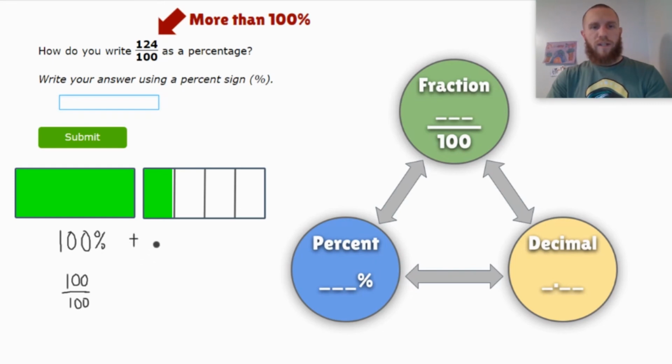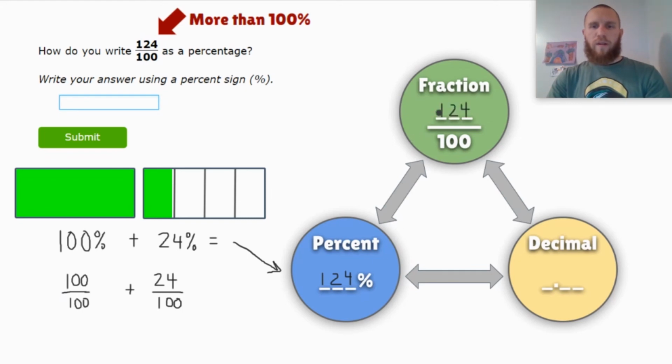So 100% plus, this is 24%. And when I add those two together, then I get 124%. So that is what I write right here. Now, when it comes to fractions, like what is given up here, it is pretty much the same thing. 100 over 100 plus 24 over 100, like we have here. So that goes up here for the fraction.